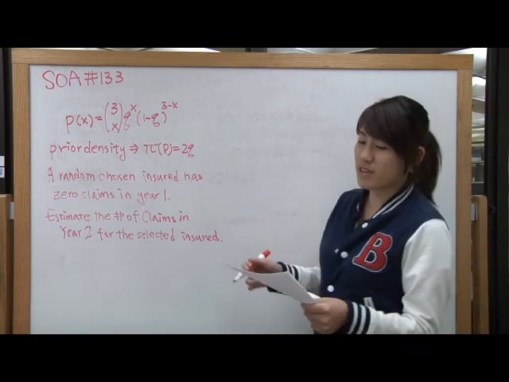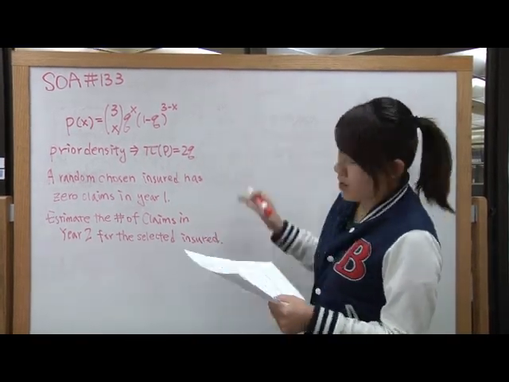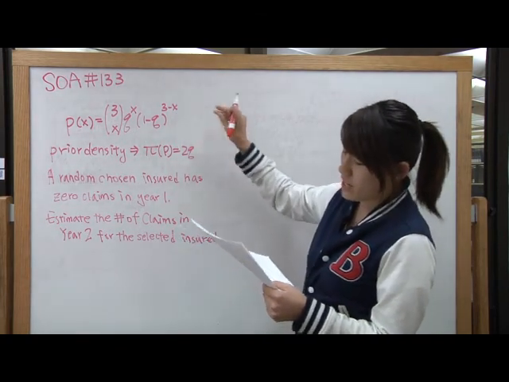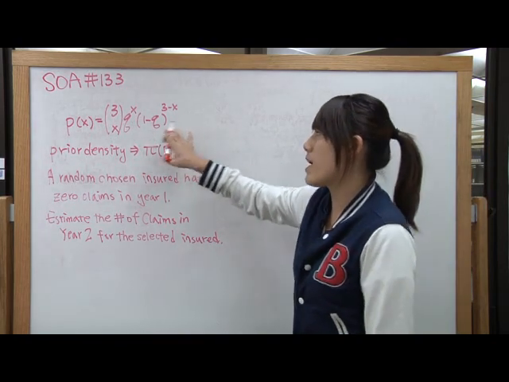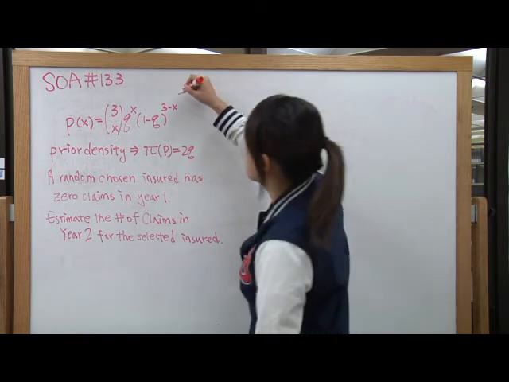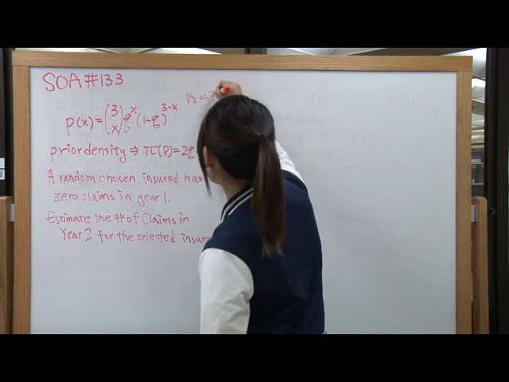Hi, I'm Tiffany. I'm gonna do SOA problem number 133. The problem gives us the annual number of claims for an insured has a probability function, which we can tell by this distribution function. It's a binomial distribution with n, little n equal to 3.